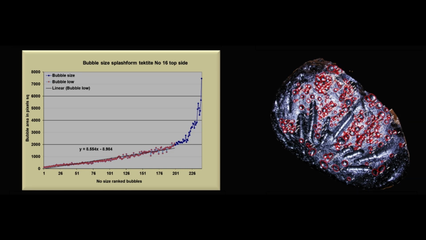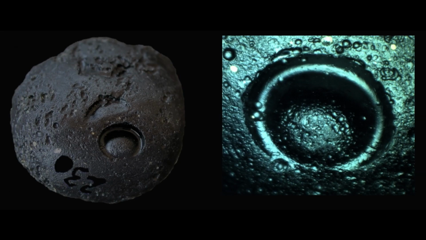Size ranking: the bubbles on splash-form nucleus number 16 show a less steep gradient for small bubbles, but the same steep gradient for coalesced bubbles as shell number 73. This could be creation type 2, from physically dissolved gases after pressure release. Large bubbles may not burst, but collapse instead, leaving a dome surrounded by a rim of stretched glass.